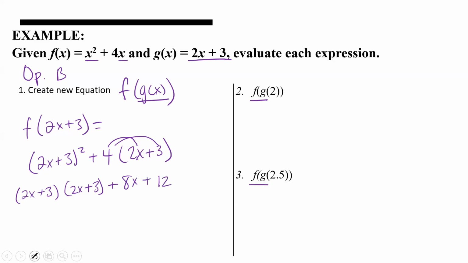How do I clean this up? 4 times 2x. 4 times 3. How do I clean that up? Distribute. What is the little algorithm method we use to distribute? FOIL. We have to FOIL.